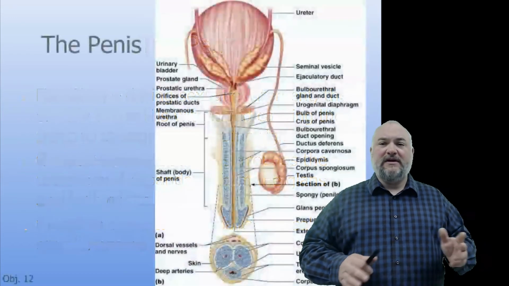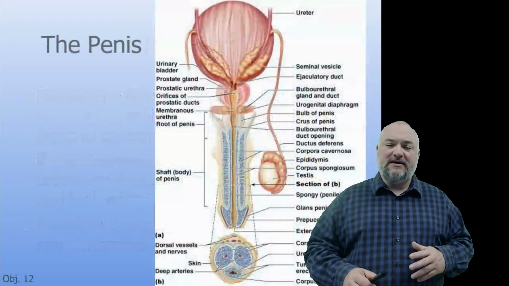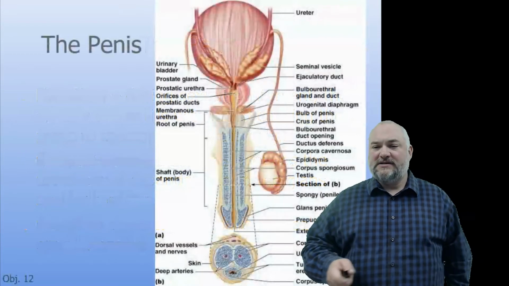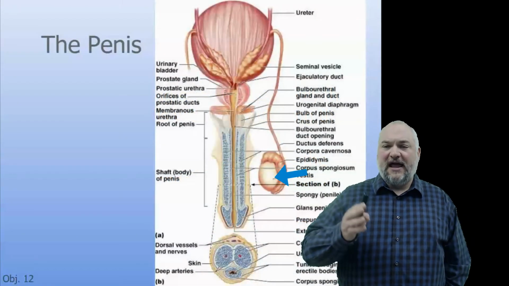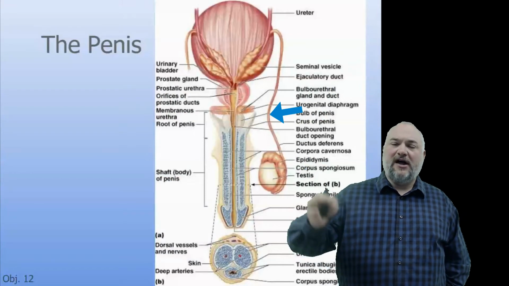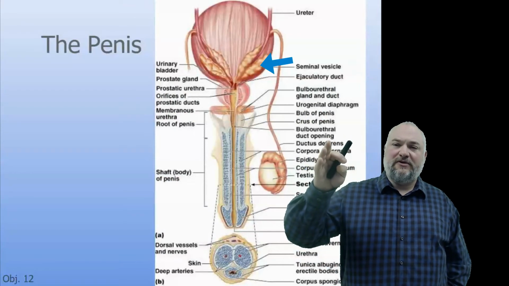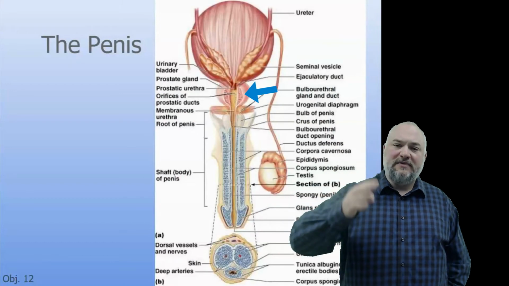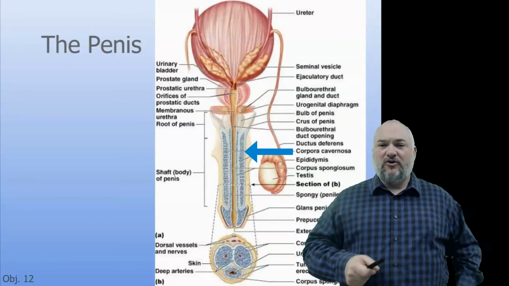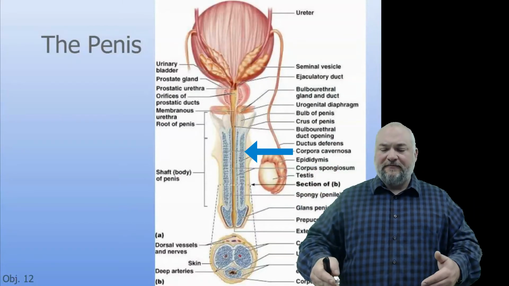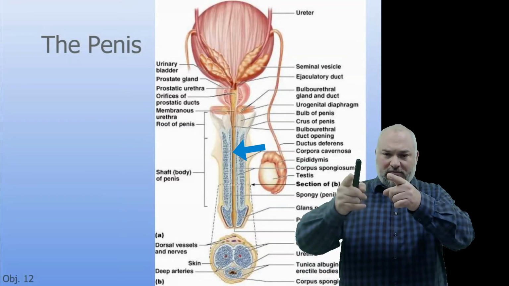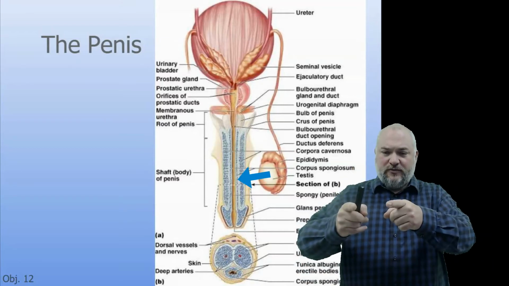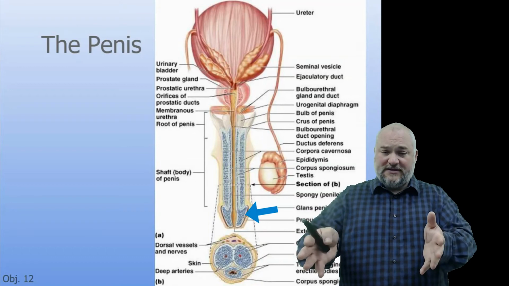All right, so here we can see a couple of views of the penis. We can see the testicles and the vas deferens going up, collecting some more of the seminal fluid from the various glands, and then we get into the penis. Here we can see the corpus cavernosa running down the 2 sides, urethra down the middle, surrounded by the corpus spongiosum, which then expands at the end to form the glans penis.